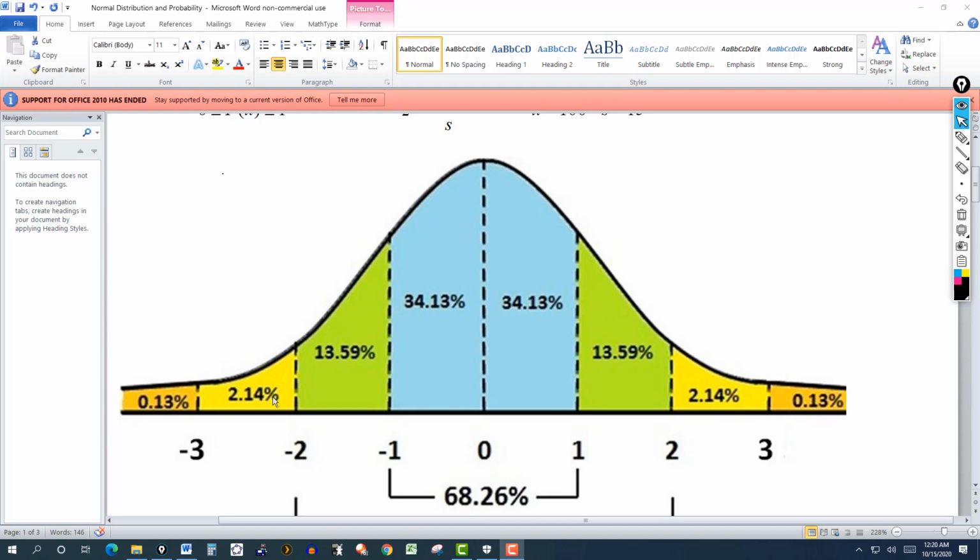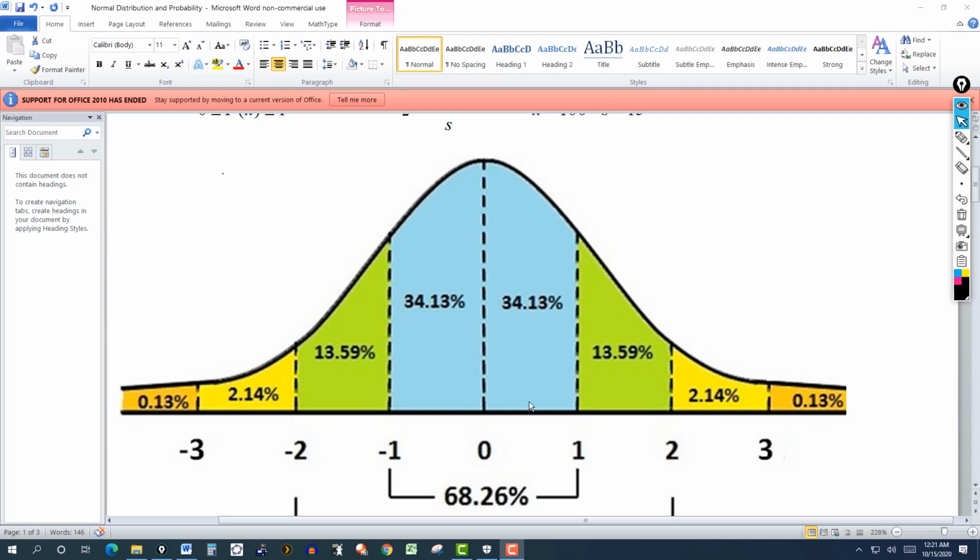And then these values that we have between these vertical lines, we can think of those as probabilities, percents, or area under the curve. So the total area under this curve is 1 or 100%. Total probability is 1, or we can think of that as also 100%. And we can also think of it as percents.